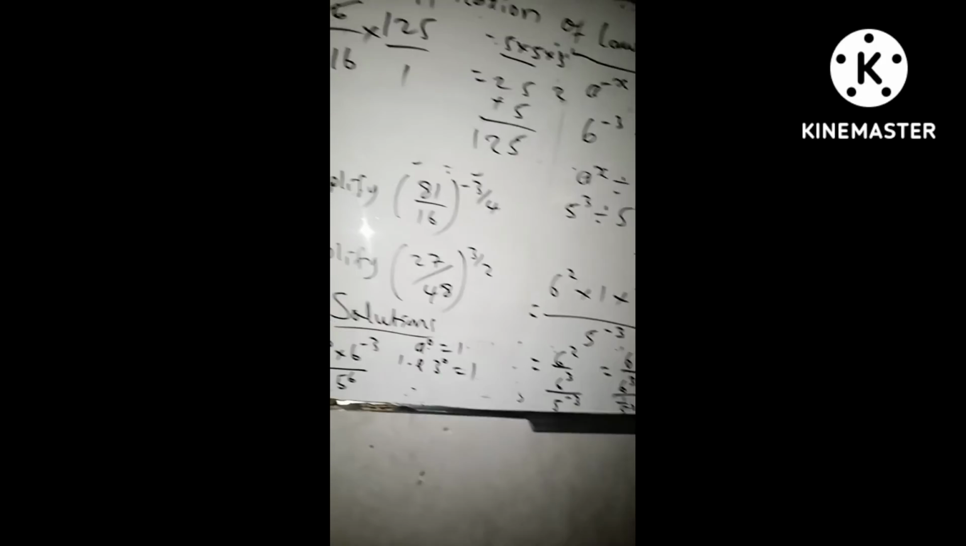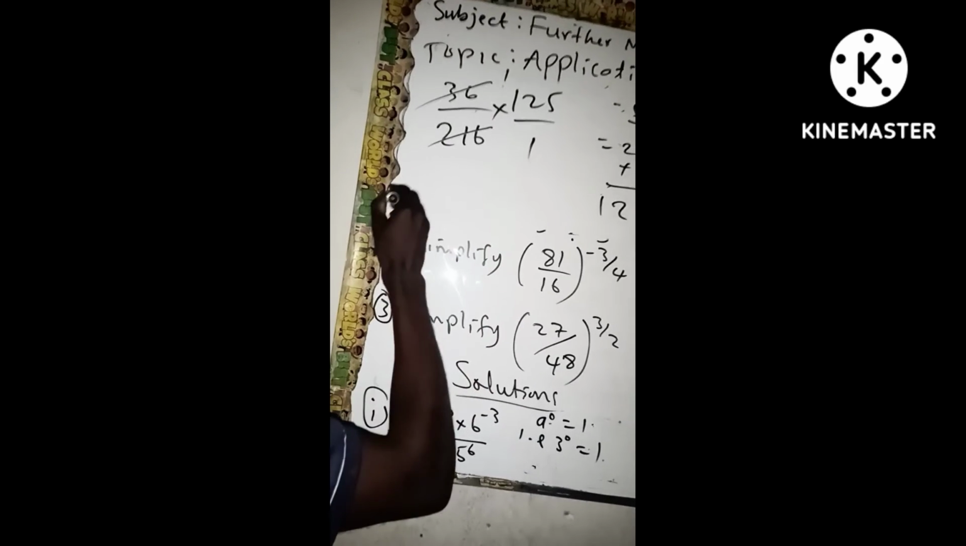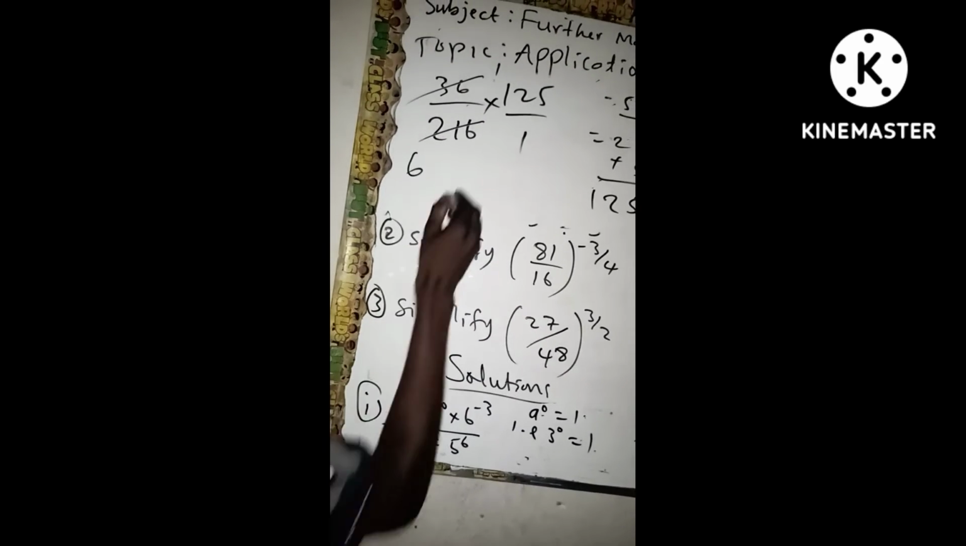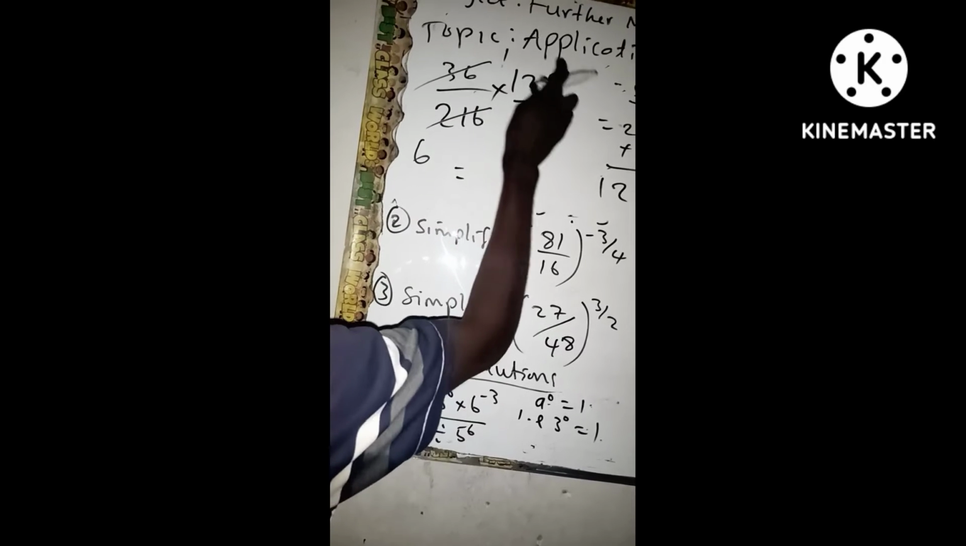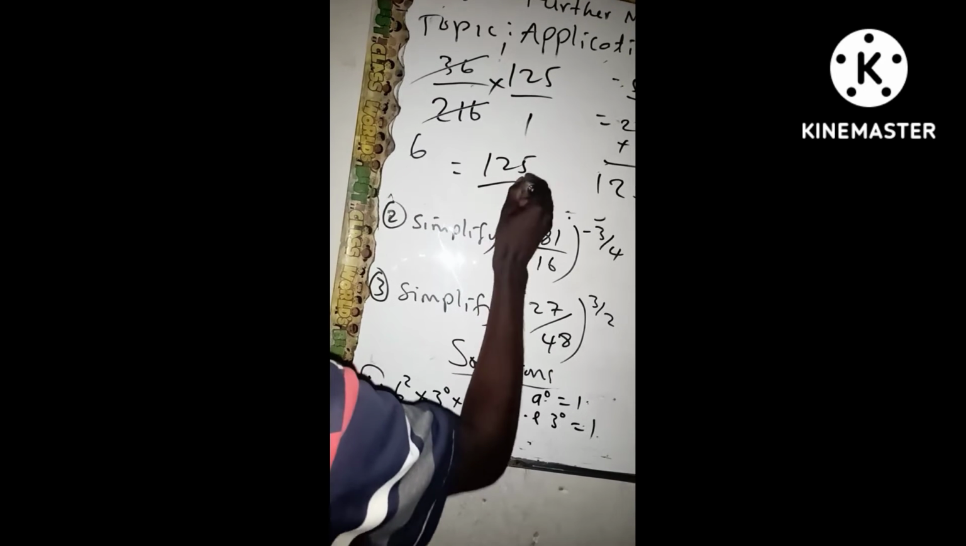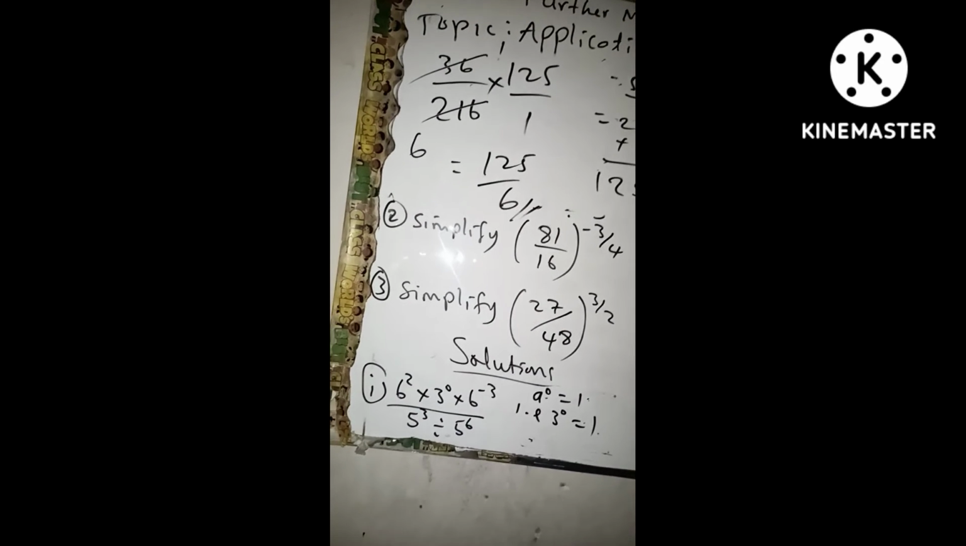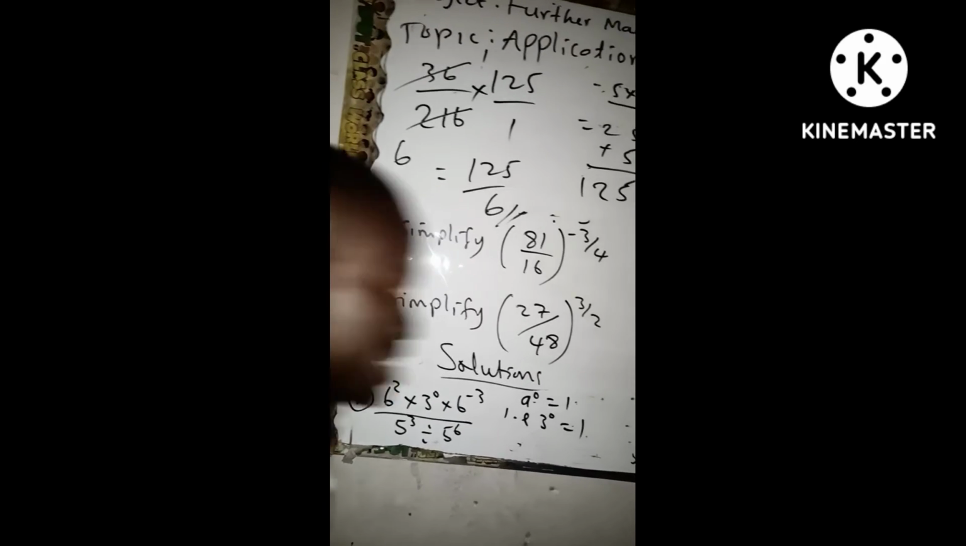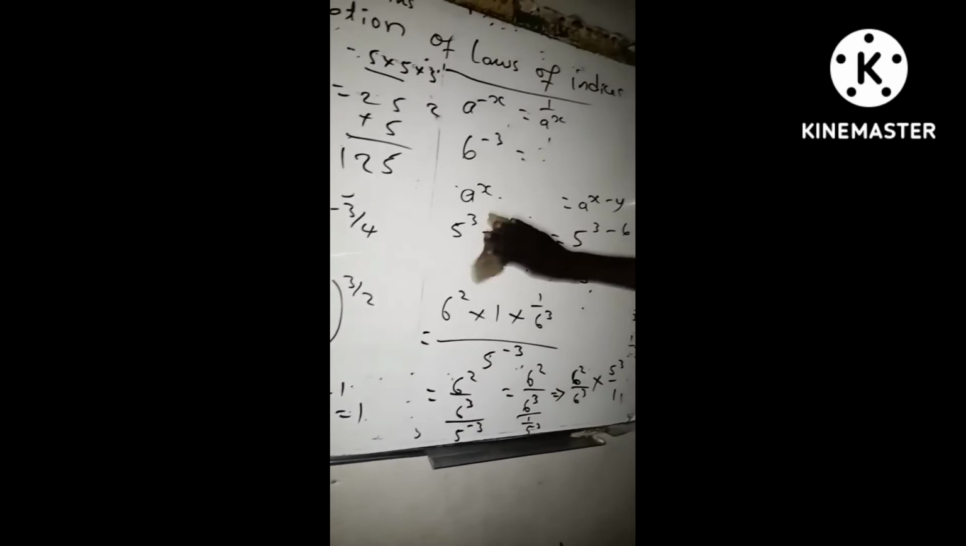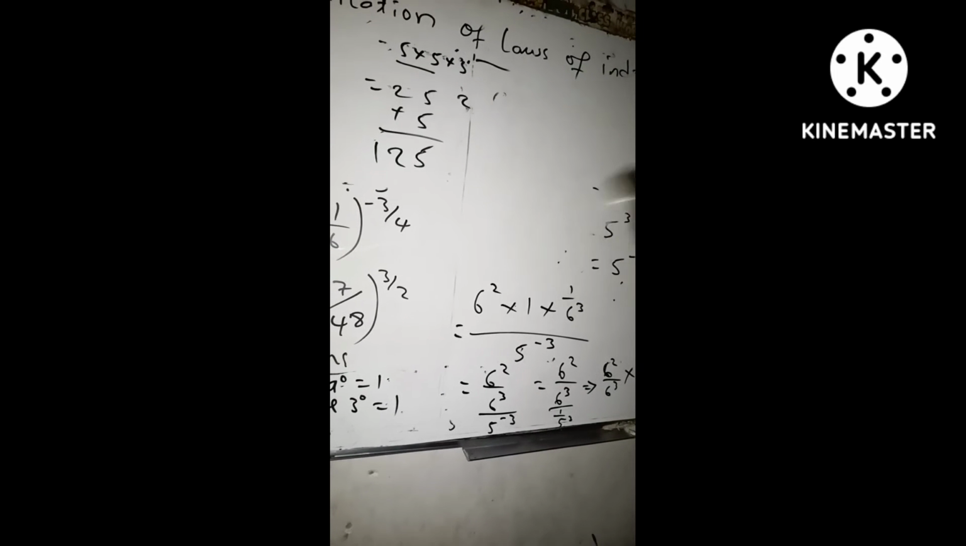Now, 36 divided by 36, you have 1. 36 in between 1 and 6, you have 6. That gives us 1 times 125, so you have 125 over 6. That's the answer. But as a scientist, I always believe in solving problems in different ways.